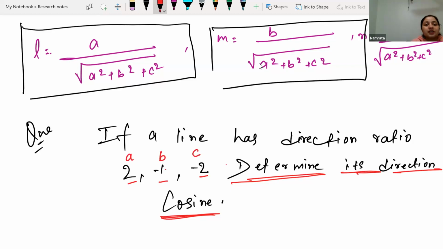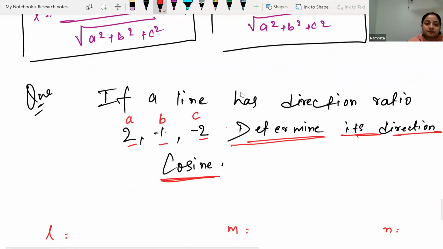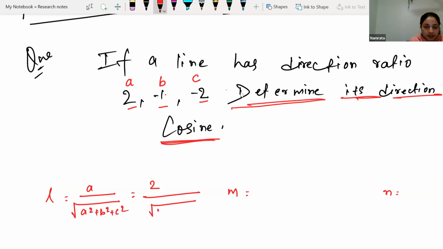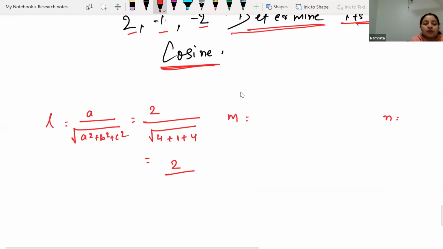If we know A, B, C, then we can use the above formula to find the direction cosines L, M, N. Let's use the formula I have just written in the rectangular box. It says L is A over the square root of A squared plus B squared plus C squared. Our A is 2, so 2 over the square root of 2 squared, that is 4, plus (-1) squared, that is 1, plus (-2) squared, that is 4. If we do the calculation, we get 2 over the square root of 9, which is 2 by 3, right?